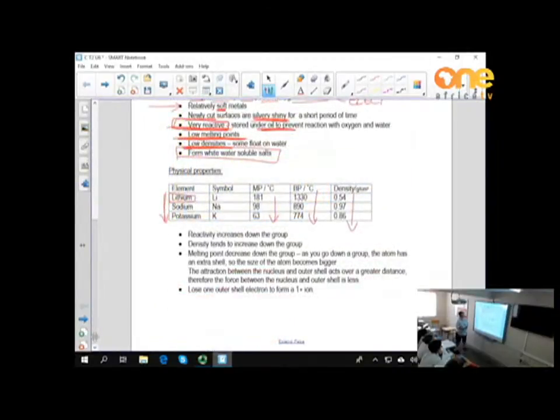They say the reactivity increases down the group. That you should know. In general, the reactivities of metals in the groups increase as you go down. And in general, non-metals tend to decrease in reactivity as you go down. So that's a general rule you should remember. The density tends to increase down the group. Melting and boiling points decrease.